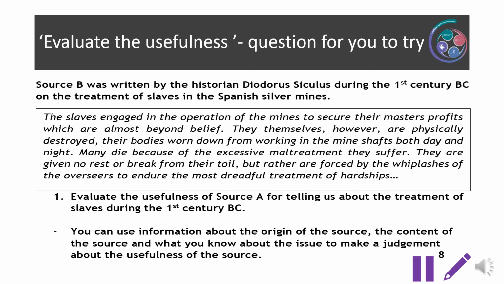Here is an evaluate the usefulness question for you to try. Read the source written by historian Diodorus Siculus during the 1st century BC regarding the treatment of slaves in the Spanish silver mines, and then evaluate the usefulness of the source for telling us about the treatment of slaves during the 1st century BC. You can use information about the origin of the source, content of the source, and what you know about the issue to make a judgment about the usefulness of the source overall for 8 marks. You will see an accurate response to this when you have completed your own work.